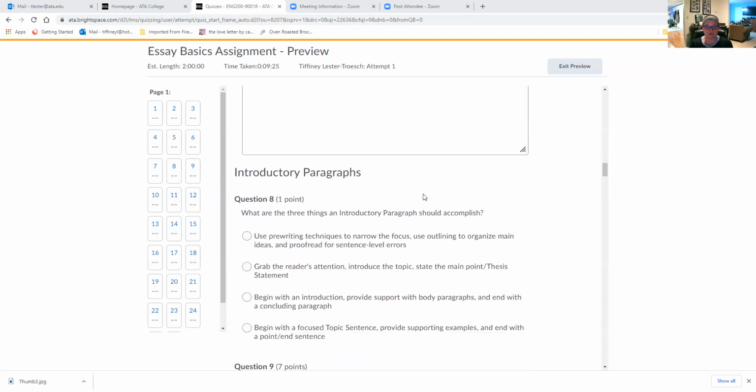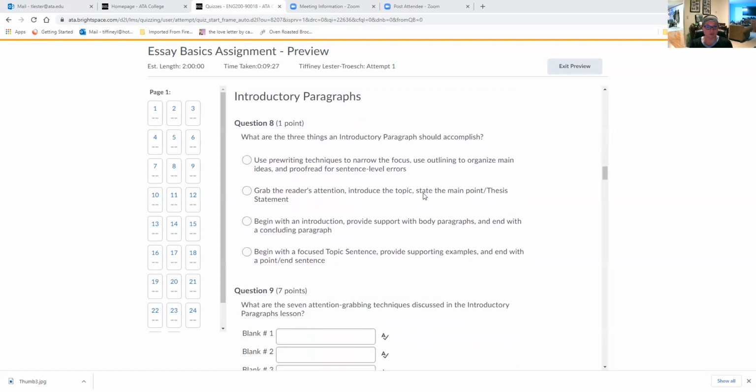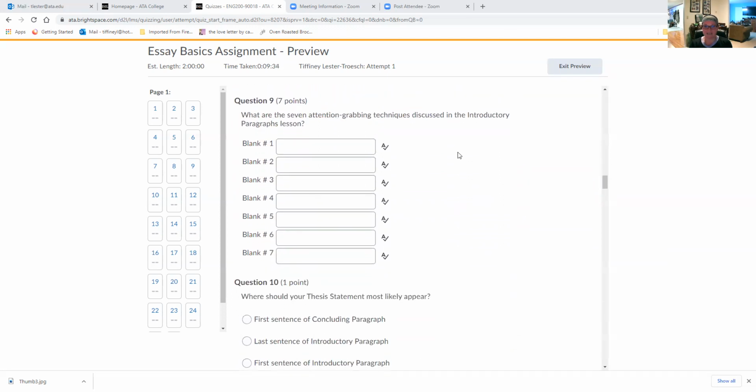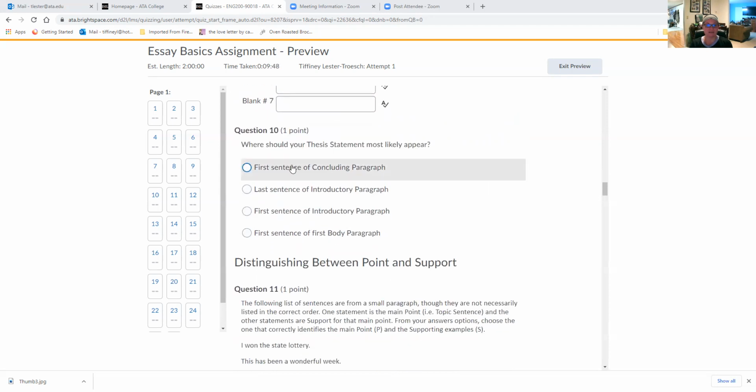The next few questions are on introductory paragraphs. Number 8 is just a multiple choice question. Number 9 is a short answer. So, what are the 7 attention grabbing techniques discussed in the introductory paragraphs lesson? You're going to want to list those exactly as they appear on the slides. Okay. Question 10 is also about introductory paragraphs, specifically where your thesis statement should appear in that paragraph.